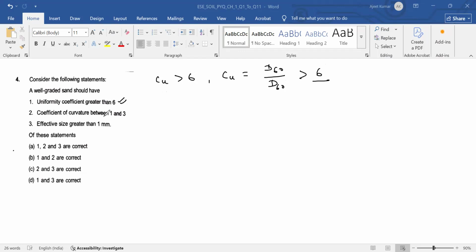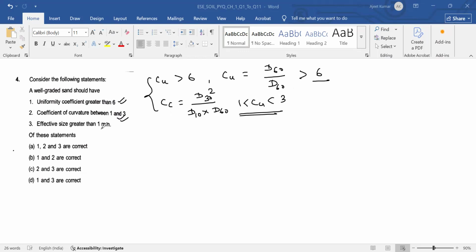And coefficient of curvature in between 1 to 3. Yes, this is also true. Coefficient of curvature is D30 square divided by D10 into D60, and that must be less than 3 and greater than 1 for well-graded sand and well-graded gravel also. So for well-graded sand, Cu must be greater than 6 and Cc lie in between 1 to 3. So this is also correct.